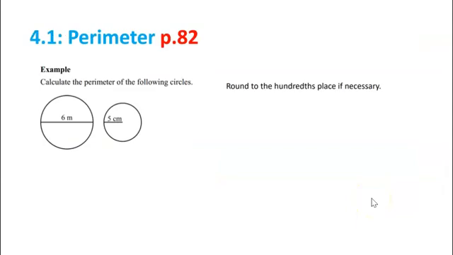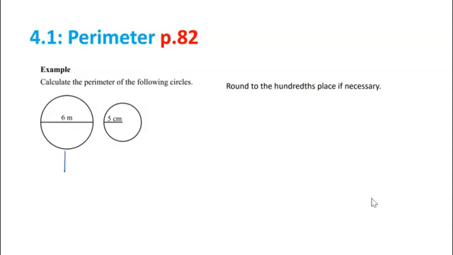So let's get started with the example on page 82. It's asking us to calculate the perimeter of the following circles. So we're going to have to do two separate calculations. And then here we're going to round to the hundredths place. Again, the book is not consistently telling us where to round. Don't worry about that. On an exam, we will always tell you where to round.